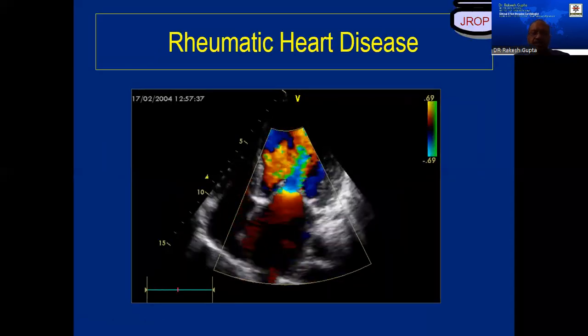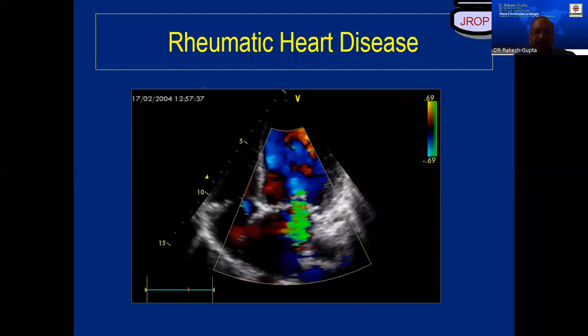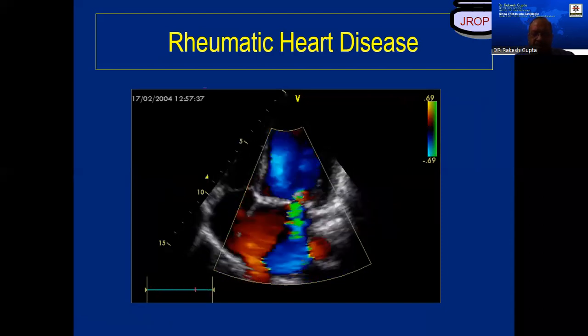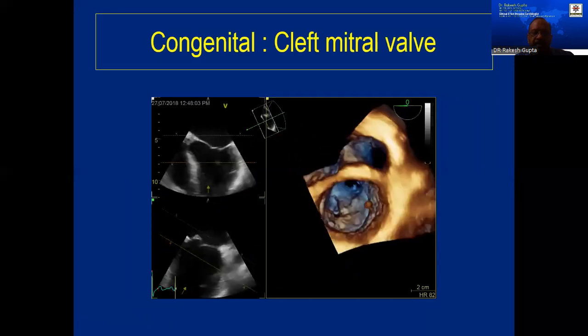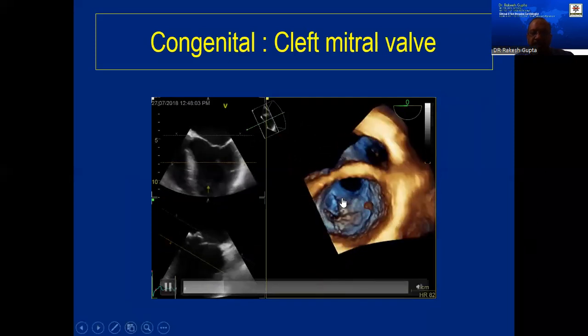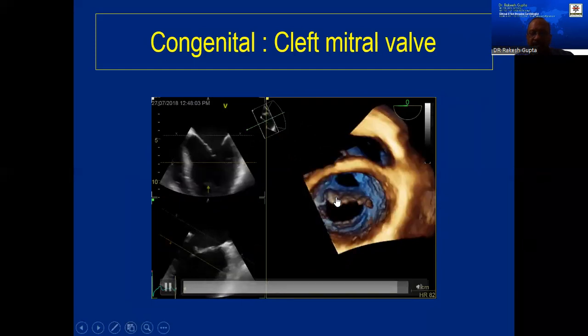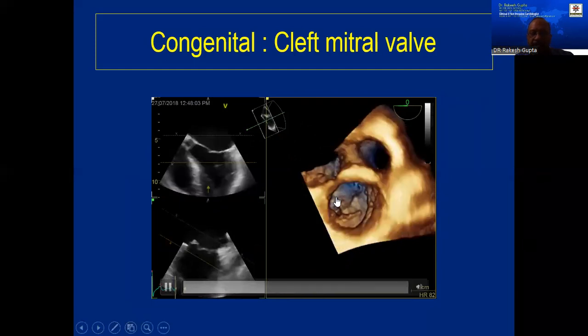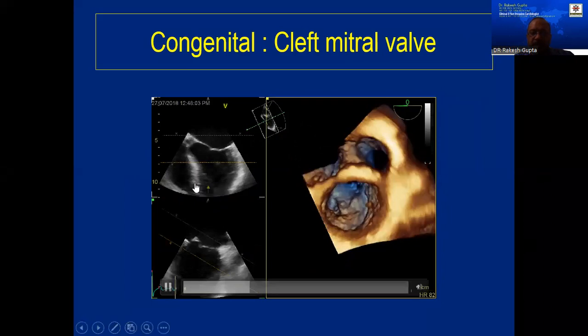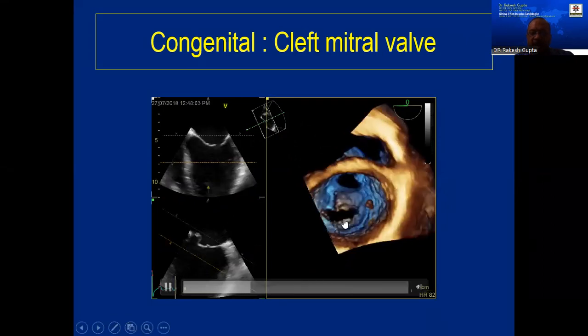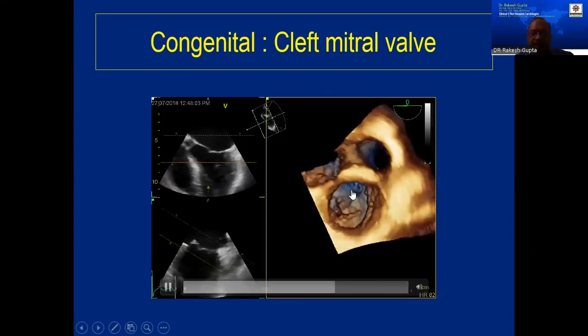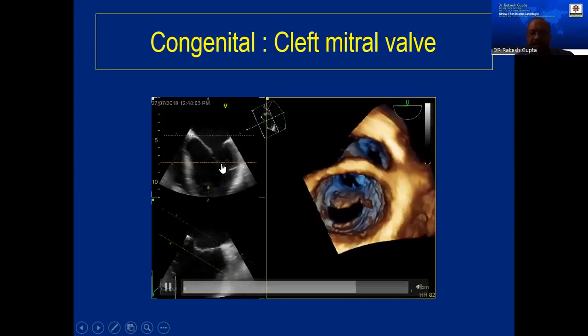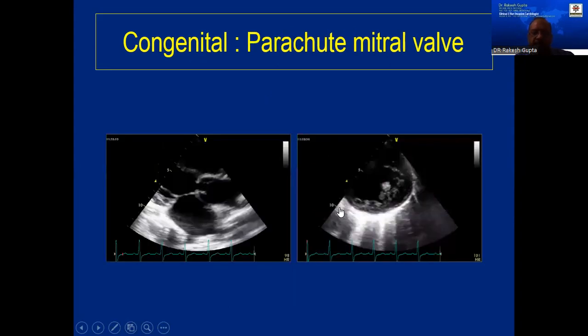Rheumatic. I'm sure every one of you knows what the rheumatic pathology is. Now, this is a cleft leaflet in three-dimensional echo from our own lab. Look at the cleft over here in AML. We could not point out a cleft without this three-dimensional picture. And we did a 3D TEE to look at the cleft of AML.